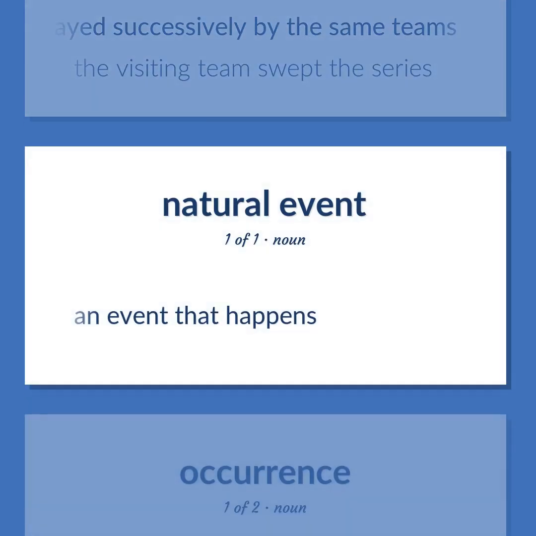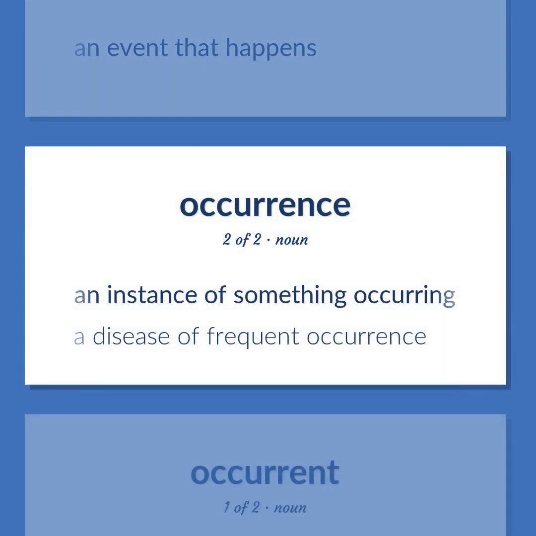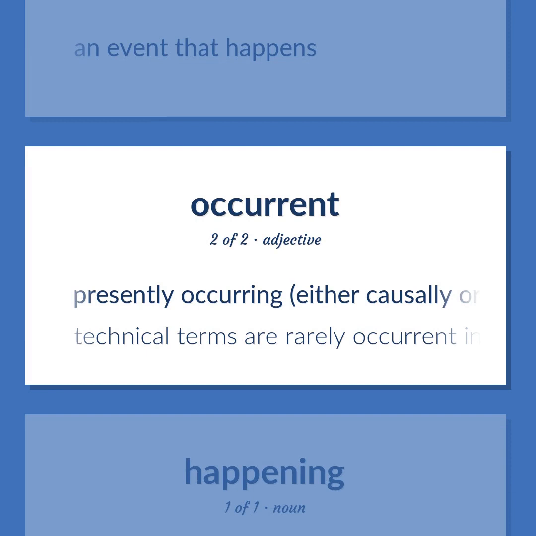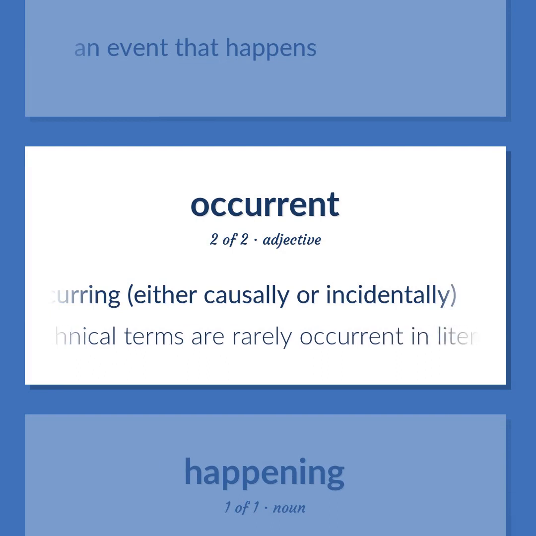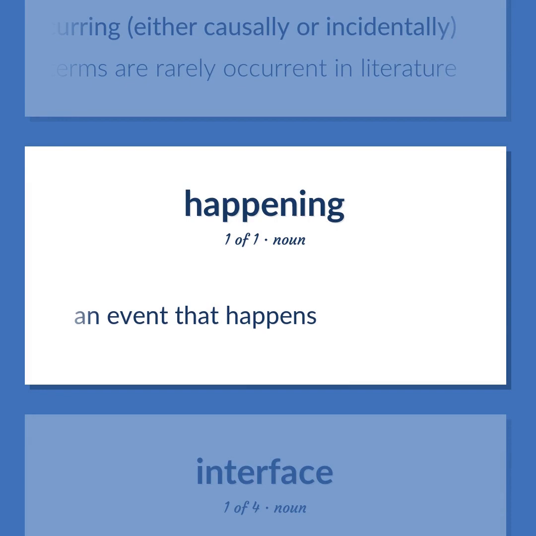An event that happens. An instance of something occurring. A disease of frequent occurrence. An event that happens. Presently occurring, either causally or incidentally. Technical terms are rarely occurrent in literature. An event that happens.